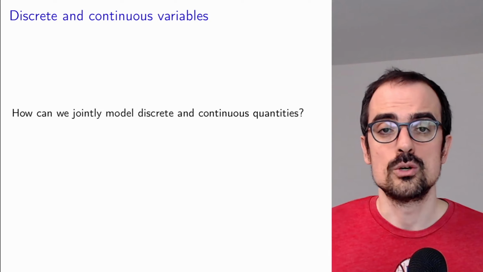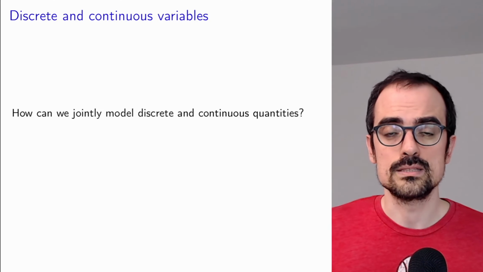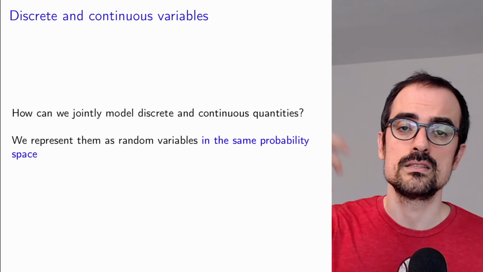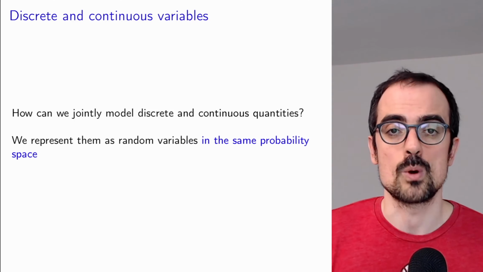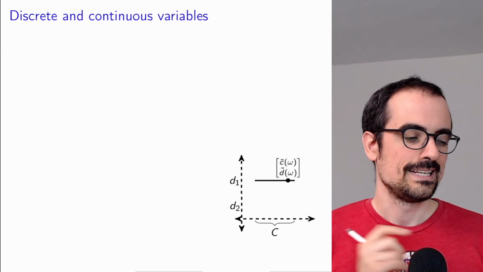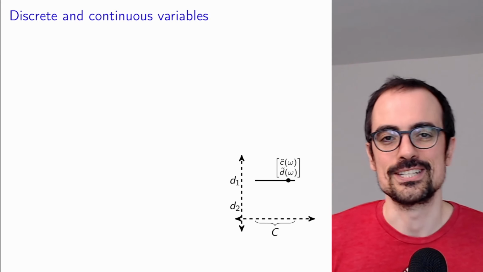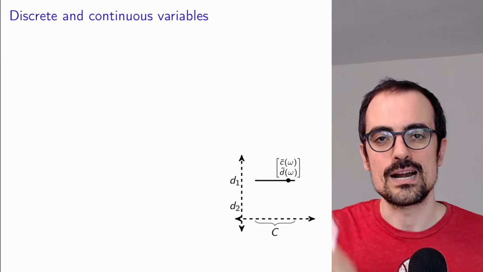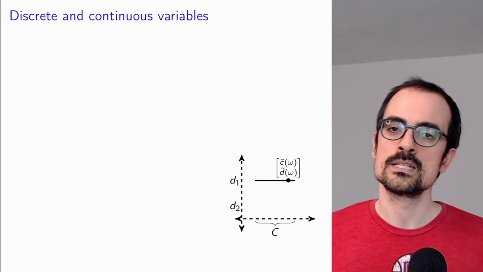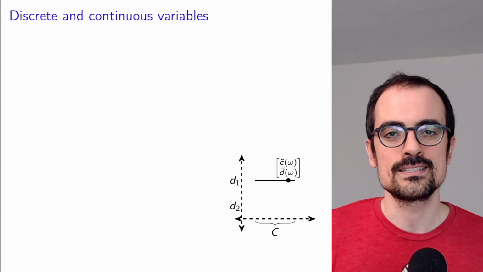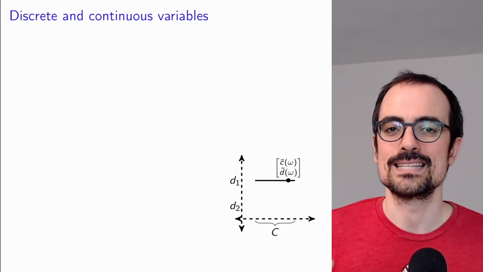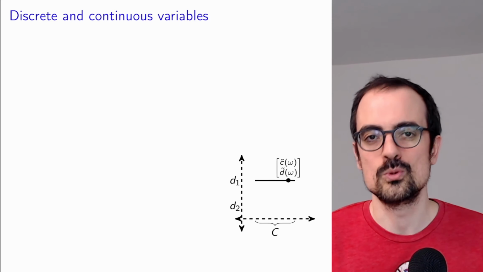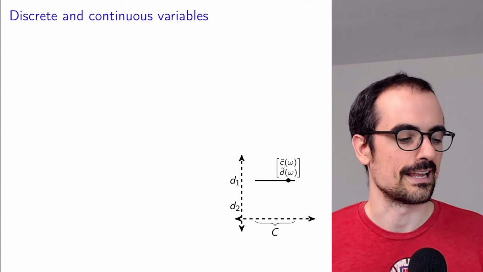Okay, so how can we jointly model discrete and continuous quantities? Well, we do it by defining random variables that represent each of the quantities within the same probability space. Here, I'm going to put my mathematician hat on for a moment and just remind you that underlying our framework of random variables are these probability spaces that keep things mathematically sound, but which we actually rarely resort to when we're talking about data analysis.